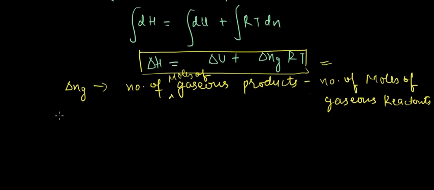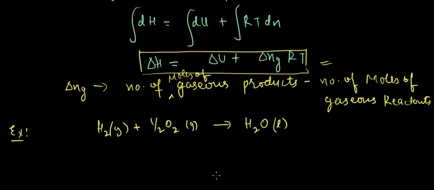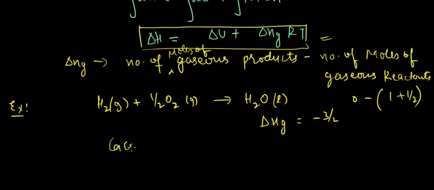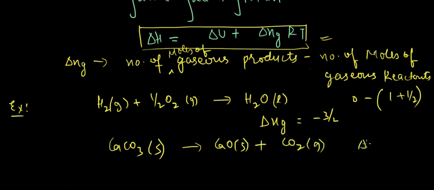So for an example, let's take the reaction of H2(g) with O2(g) forming H2O(l). In this reaction delta ng would be minus 3/2, because 0, which is the number of moles of gaseous products, minus the number of moles of gaseous reactants, which would be 1 plus half, so that is minus 3/2. In case of, let's say, CaCO3 solid dissociating into CaO solid plus CO2 in gaseous form, delta ng for this case would be 1.